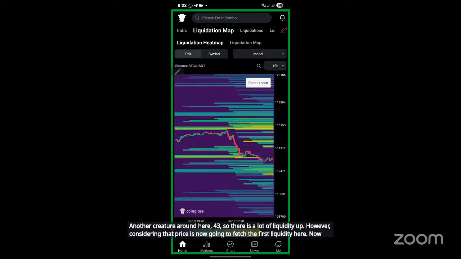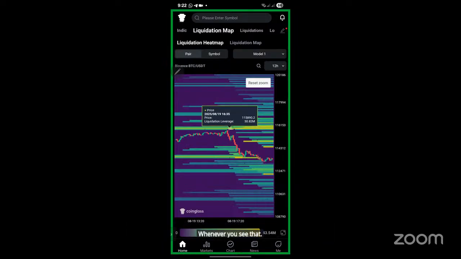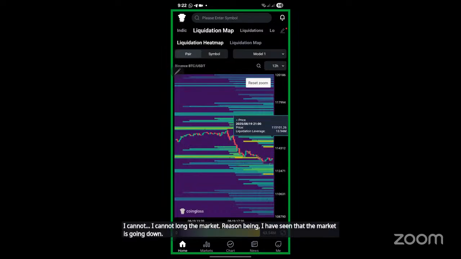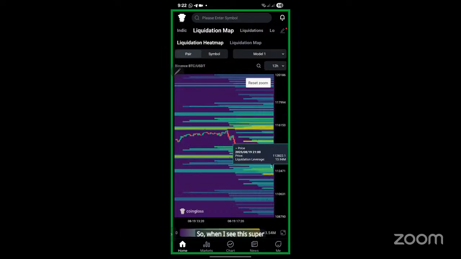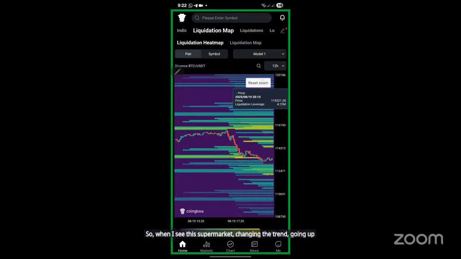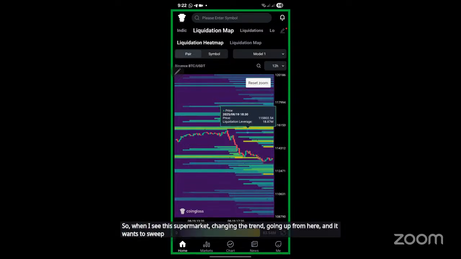Now, whenever you see that liquidity is going to be swept downwards, I cannot long the market. Reason being, I have seen that the market is going down. So when I see this market changing the trend, going up from here, and it wants to sweep the upper liquidity, I will not short the market because liquidity is up.